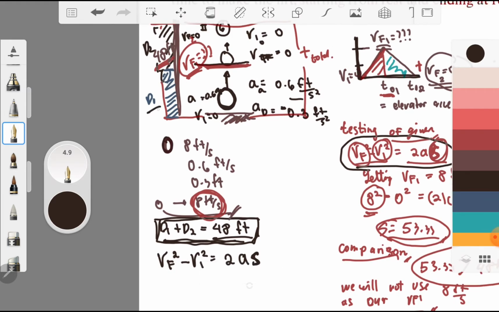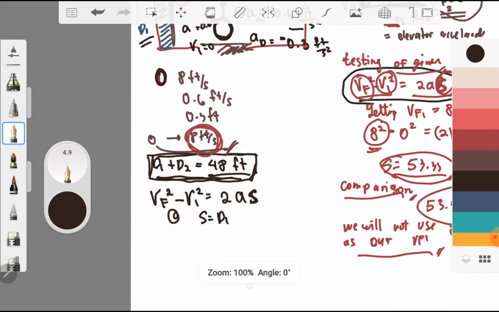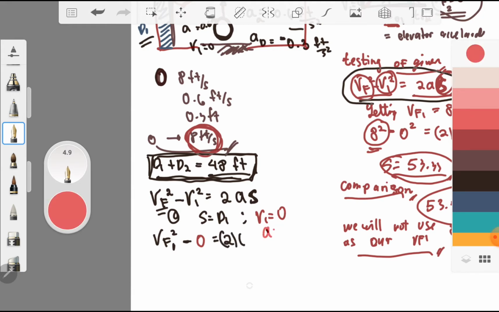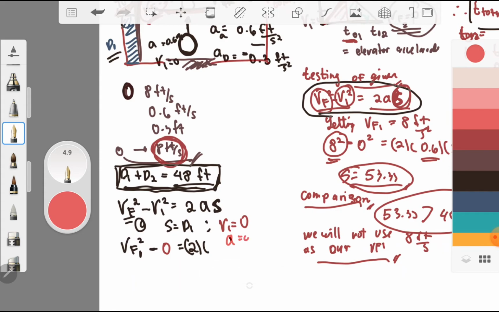So, to a certain point D1, so let's say S is equal to D1, at S is equal to D1, so we'll have a value equal to VF squared is unknown. So, this will be our VF1 squared is unknown, less our VI. Note that our VI is equal to 0 because it is starting from rest, right? So, 0 equals 2 multiplied by our acceleration, nasa accelerating tayo, so which is 0.6 feet per second squared. So, dito tayo, solving for D1.